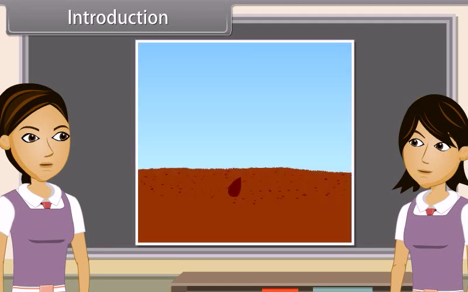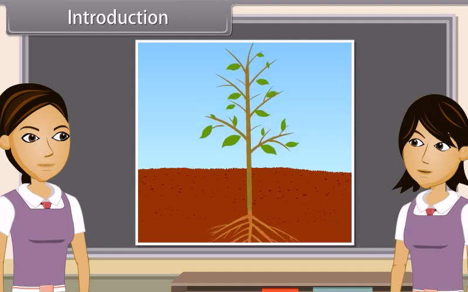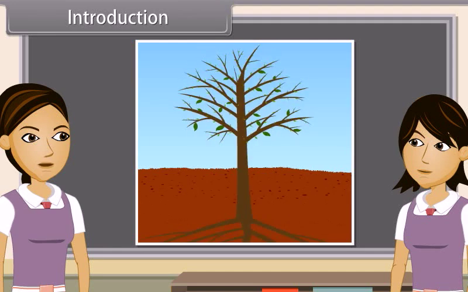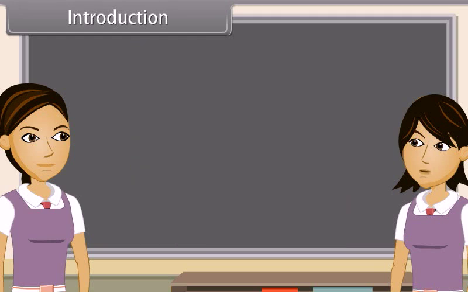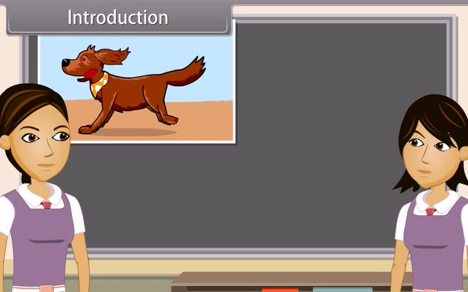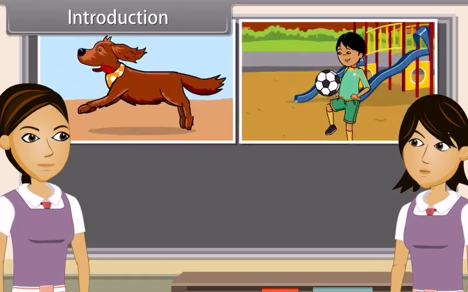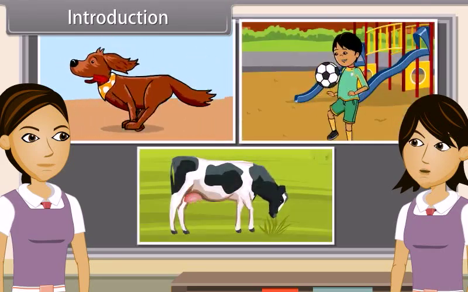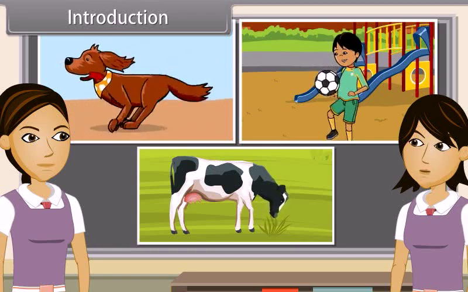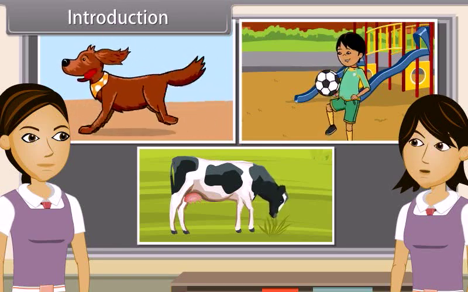This movement can be due to growth, as in plants, a seed germinates and grows. This movement in plants stops after a particular time. On the other hand, in animals and some plants, these movements are not connected with growth. Some examples of it are running of a dog, playing football of children, and chewing cud of cows. These movements are not related to growth.